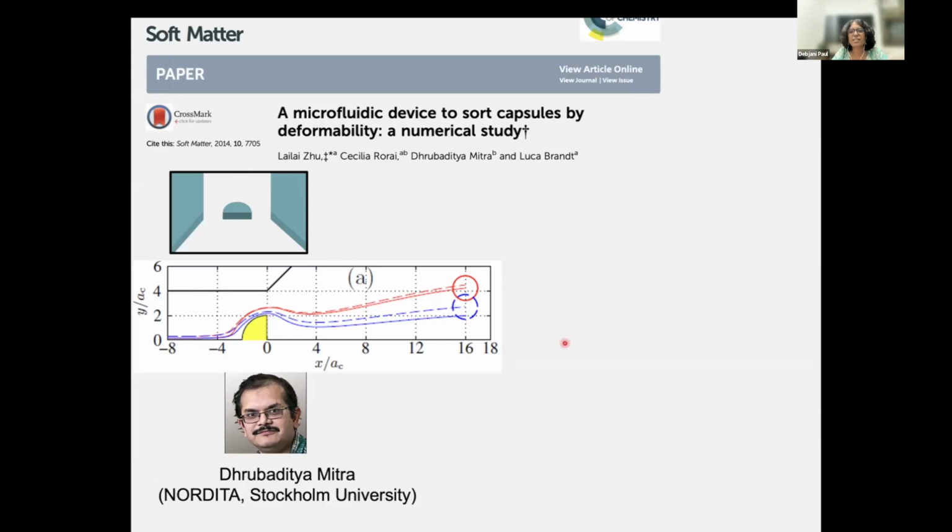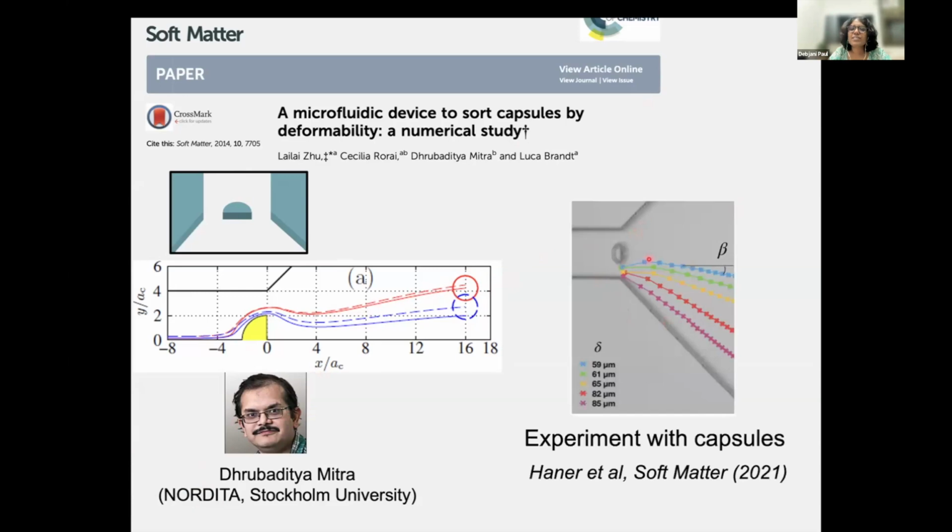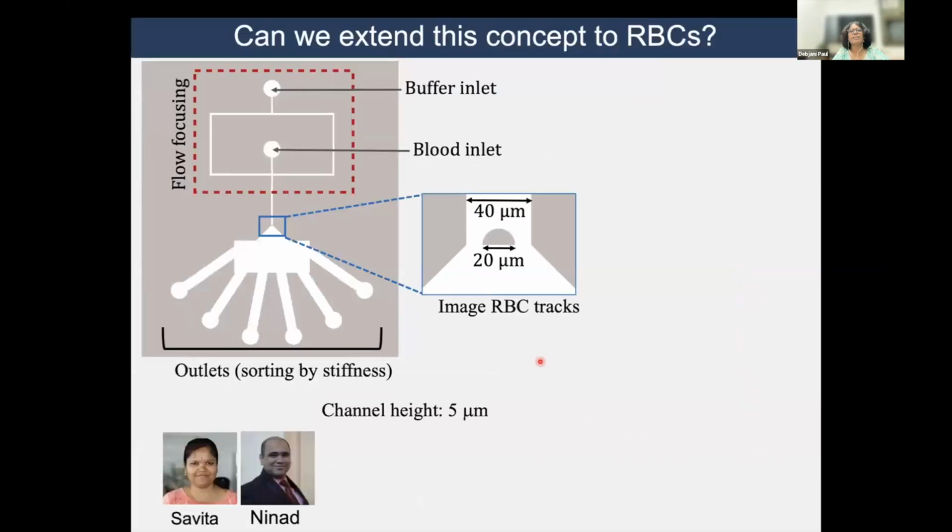A few years down the line, we saw another group at the University of Compiègne. They did a similar experiment, but this time they used lycopodium particles and vesicles and so on. They also verified that what this group had predicted actually works: objects with different deformability leave this funnel at different angles. That led us to think, can we extend this to cells? RBCs are the simplest of the cells in that they don't have a nucleus. So we thought, let's start testing this device with red blood cells.